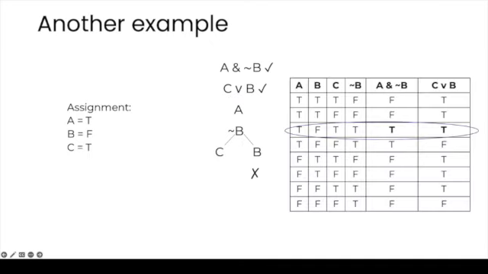Again, and this is the last time I'll show you a truth table, this assignment corresponds to the third row of the joint table for the two sentences in the set. You can see that this is the only row in which both A and not B and C or B come out true. In all the other assignments, at least one of them comes out false.